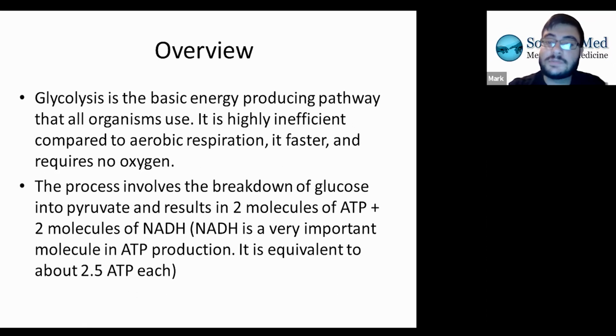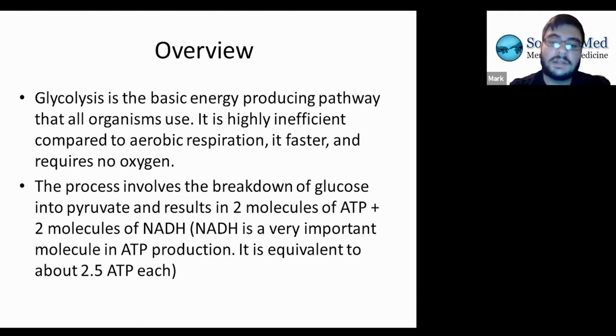This process involves the breakdown of glucose into pyruvate, and it results in 2 molecules of ATP and 2 molecules of NADH. NADH is a very important molecule in ATP production, which we'll cover next week. Our body directly can convert NADH into ATP through a process called the electron transport chain and ATP synthase. But like I mentioned, we'll cover that next week.